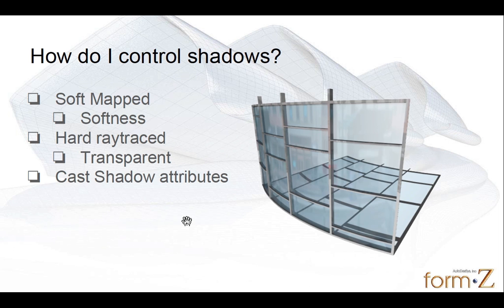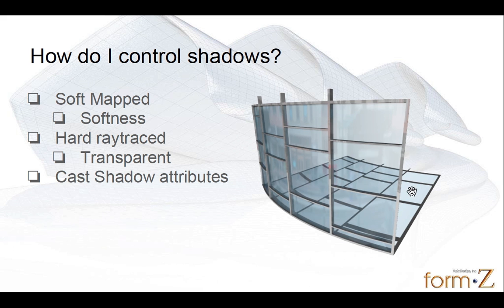All right. One of the other questions we get very often is, how do I control shadows? And there's basically 2 different types of shadows that you can create within Form Z RenderZone. One of them is soft mapped, which gives you a softness slider, so you can sort of make them warm and fuzzy shadows. We also have hard ray trace shadows, and so they're very crisp hard ray trace shadows. However, it does have the option to be able to make them transparent.